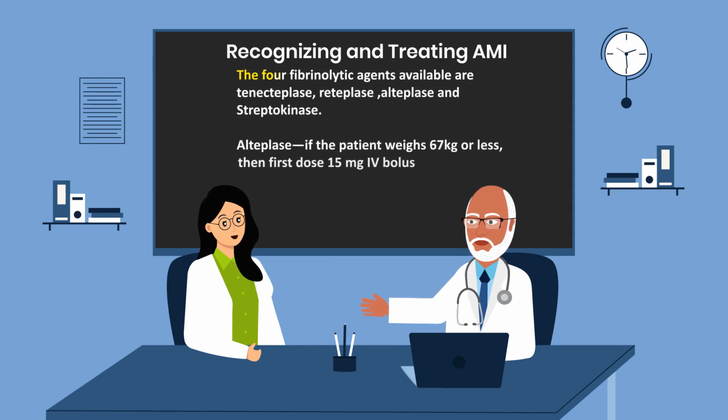The 4 fibrinolytic agents available are tenecteplase, reteplase, alteplase, and streptokinase. Alteplase, if it is used, and the patient weighs 6 or 7 kilos or less, then the first dose could be given at 15 milligrams IV bolus.